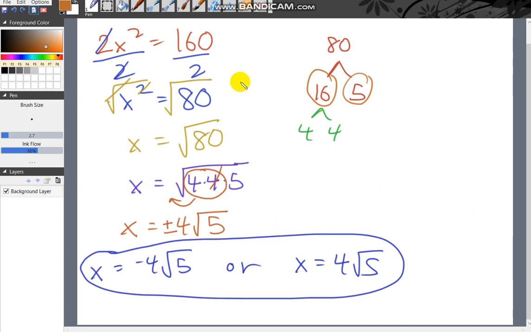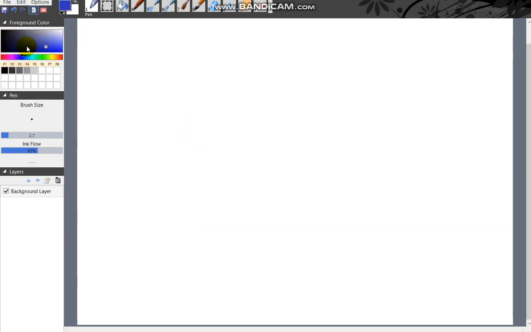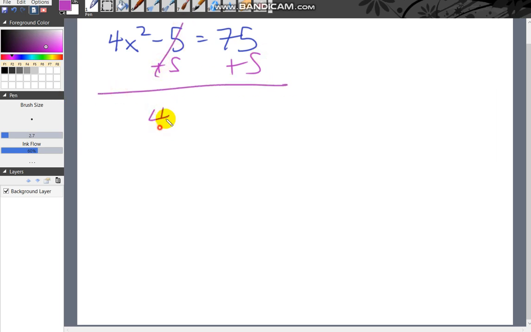Okay? Right, I'm going to clear the screen and show you one more example. Okay, last example here. Let's say I gave you something like 4x squared minus 5 equals 75. All right, so our goal again is we want to solve for x. First I want to isolate this entire term. So in order to isolate that entire term, we're going to add 5 to both sides. We get 4x squared equals 80.